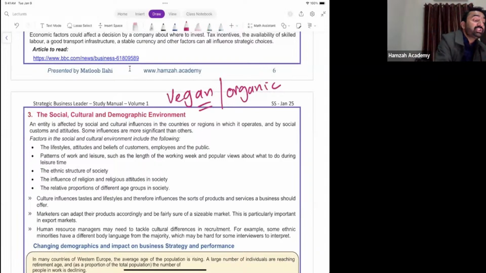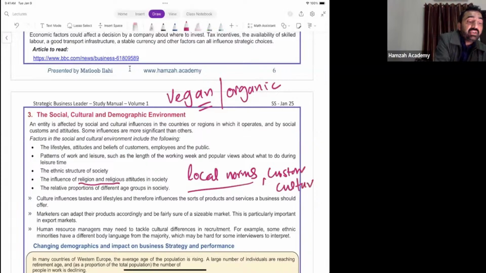For example, the impact of religion and religious attitudes and thoughts in society also affects the business strategy. Any company operating in the Middle East, for example, or Pakistan or India, needs to take all these matters into their strategy. Similarly, if they are operating in China, they need to consider the local concerns, the local society norms. It is very important to consider the local norms, local customs, local culture. If they don't consider this, there would be big trouble for the businesses.